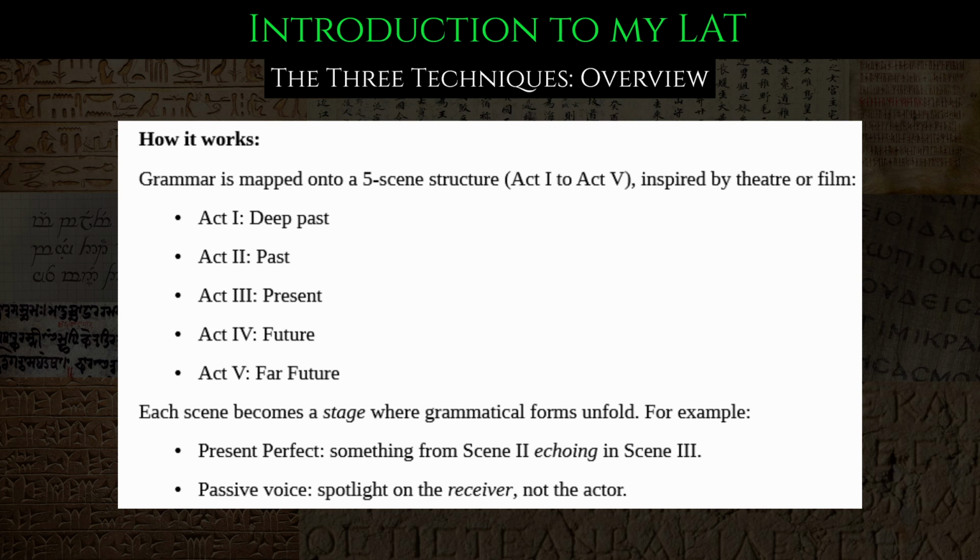For example, the present perfect. Something from scene 2, again, that is the past one, echoing in scene 3. This is the present form. But we also can have the passive voice. Here, we have the spotlight on the receiver and not the actor. You can see it as a point of view from the object or the receiver.